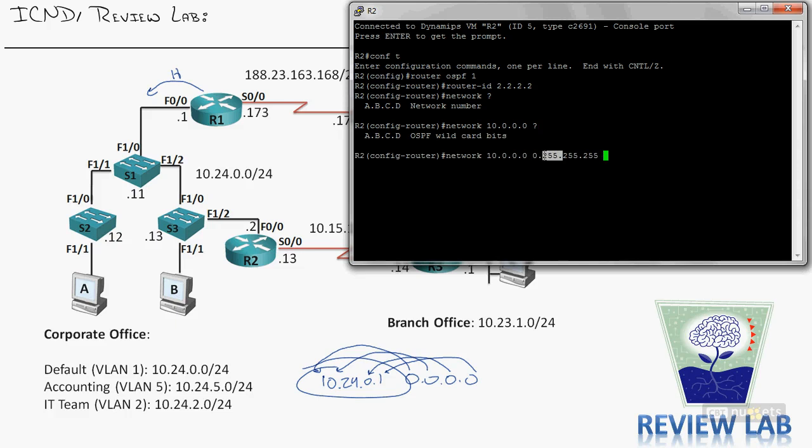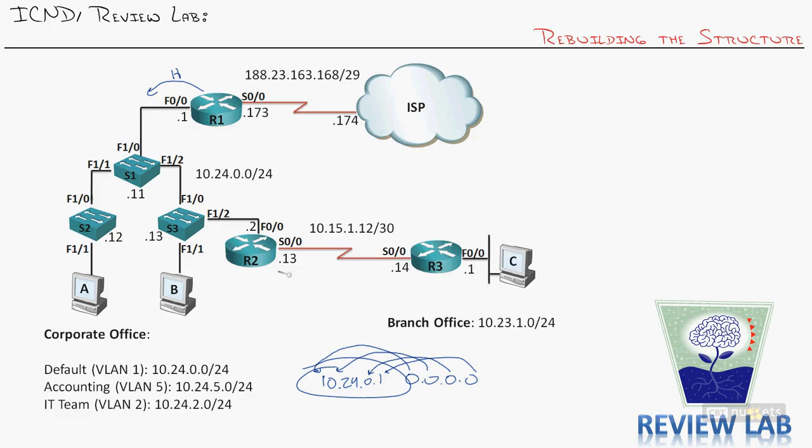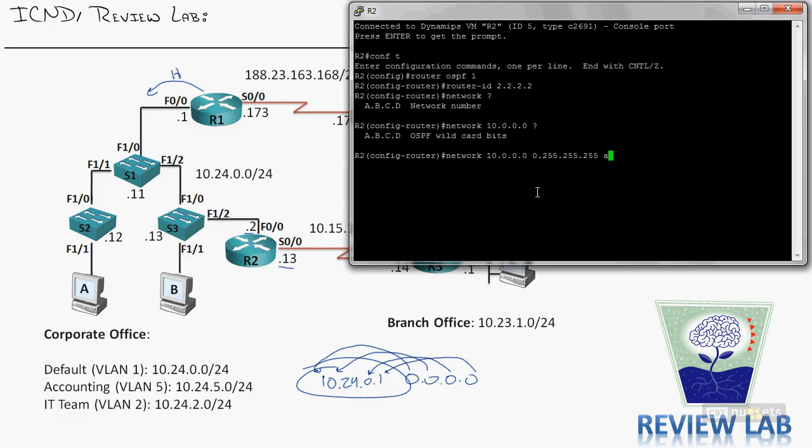If I could highlight this, 255, I don't care about that. I don't care about this one. I don't care about this one. So that allows it to run on any interface beginning with the number 10, which in this case is going to be this guy right here and this guy, which is what I want OSPF running on. Okay. Area 0, throw them in area 0. It should form its first neighbor relationship. I'm holding my breath. There it is.